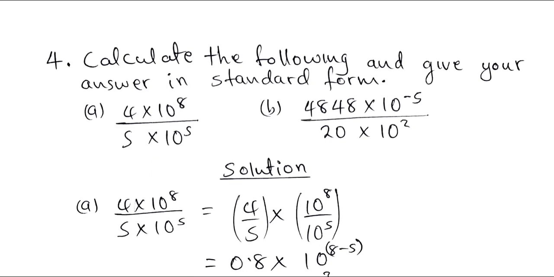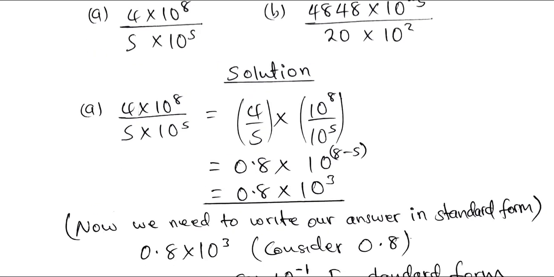Okay, this one, the first question: 4 times 10 exponent 8 divided by 5 times 10 exponent 5. You can separate it, this one, then this one, then this one. In the middle there's multiplication. From there, this is 4, this is 5. When we divide, we'll find 0.8. Then this is 10 exponent 8, this is 10 exponent 5.